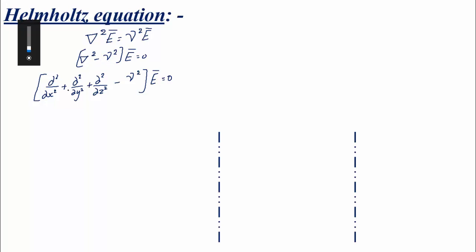If I am talking about del square, it is dou square divided by dou x square. So these things are very, very important, you should go through. Now in the case of waveguide, this is the wave equation.